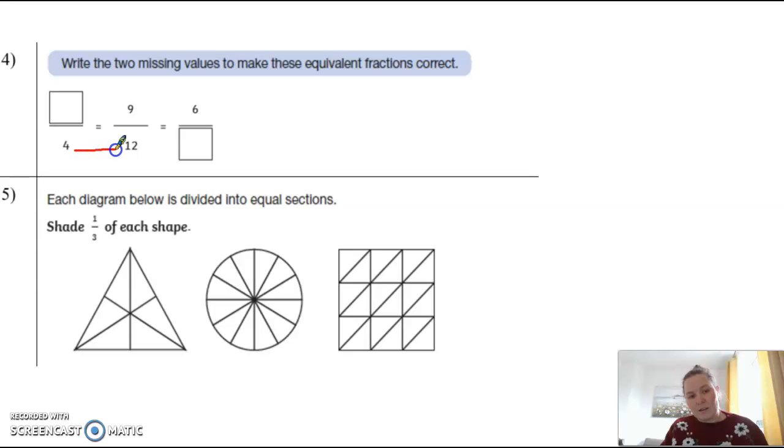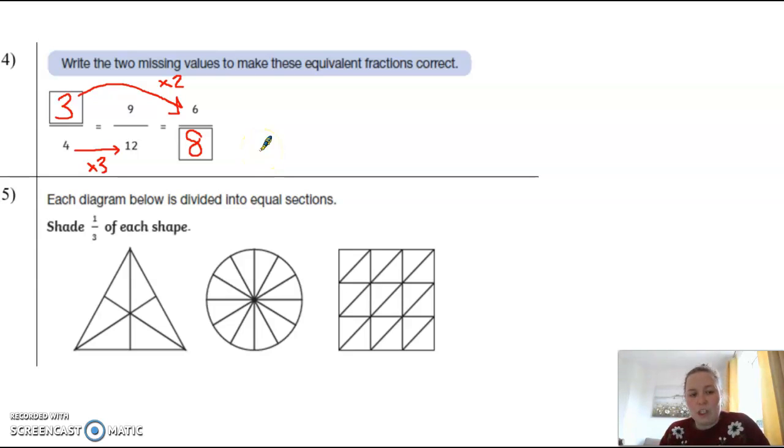So let's start here. 4 times what is 12? 4 times 3. So that's what I'm going to do to the top. This times 3 equals 9. So go backwards, inverse: 9 divided by 3 is 3. So you should have got 3/4. Now to do this one, we're not going to be able to go from 9 to 6 very easily, but now I've worked out this one, I can. So 3 times what is 6? 3 times 2. So then do the same to 4. Okay, so you've got 3/4 and 6/8.